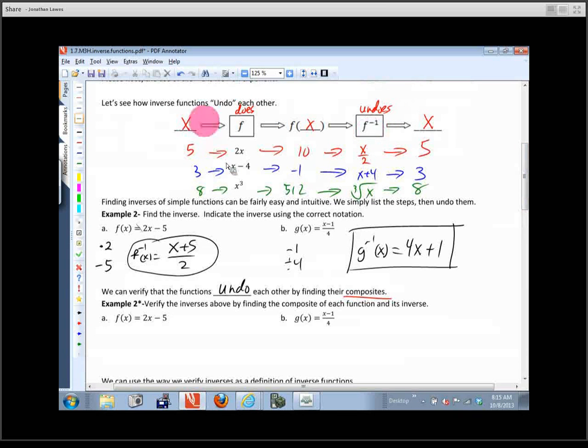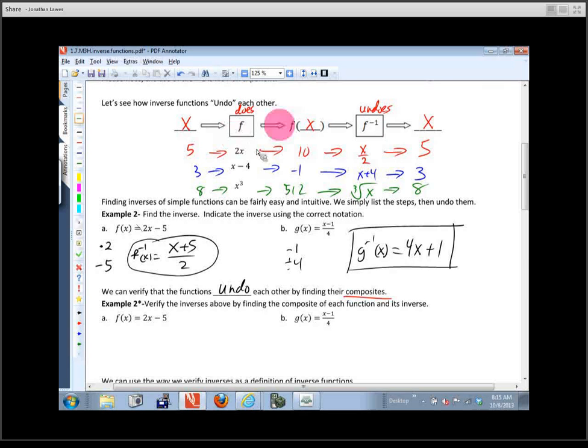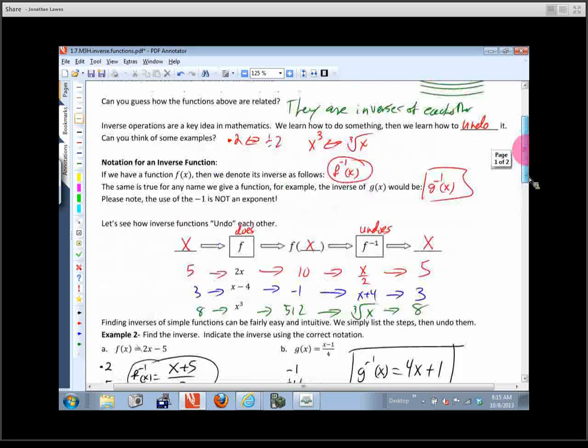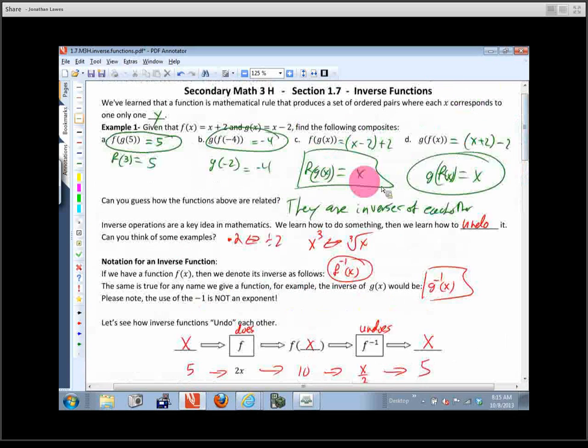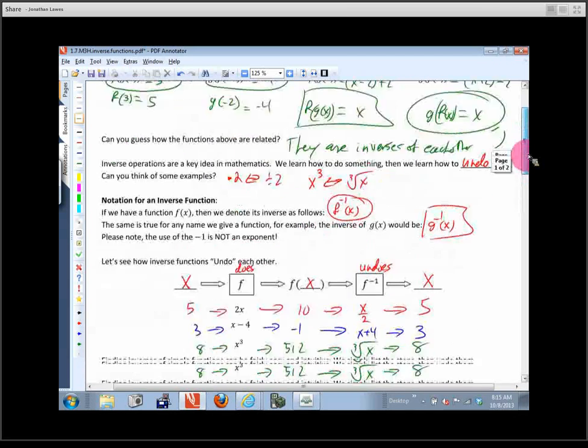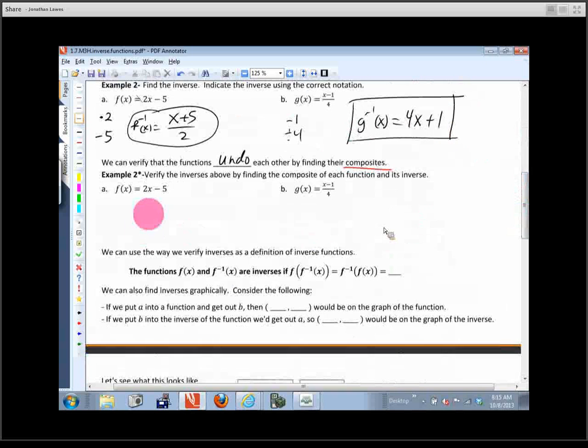Or in other words, we should be able to start with x, do some math on it, undo that math, and what should we end up with in the end? Should end up with an x, okay? Just like we did right here. So let's figure out what the composites are of each one of these. So here's what we're going to do. I'm going to do f of the inverse of x.